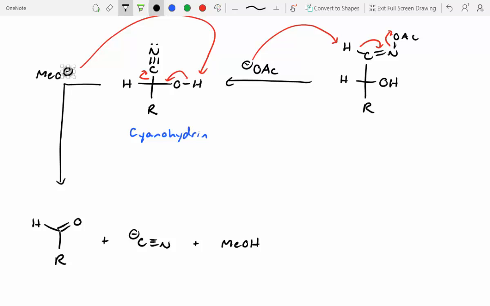But if you look at our starting material, we had one extra carbon. In this case, we've lost a carbon. Specifically, we've lost it in the form of cyanide. Does that make sense? Yep.